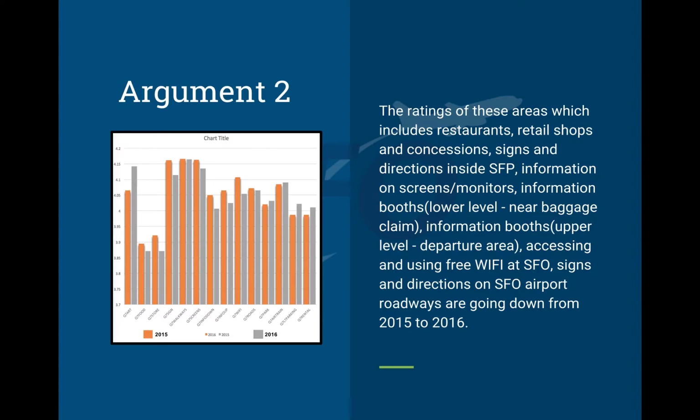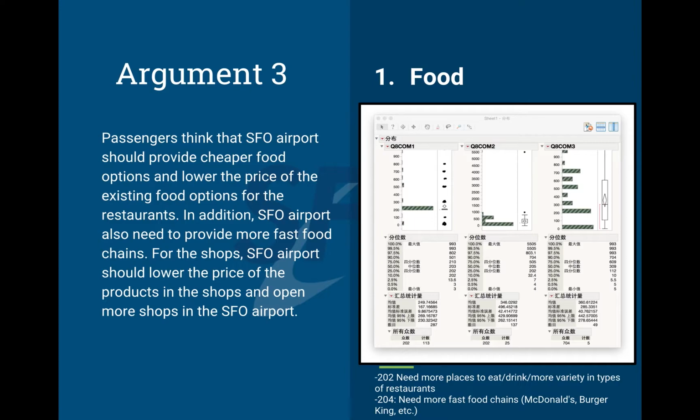And based on this chart, we can directly know that the ratings of these areas, which include restaurants, retail shops, and non-concessions, signs and directions inside of San Francisco airport, information on screens or monitors, information booths, accessing and using free Wi-Fi at San Francisco airport, and signs and directions on San Francisco airport railways, are going down from 2015 to 2016.